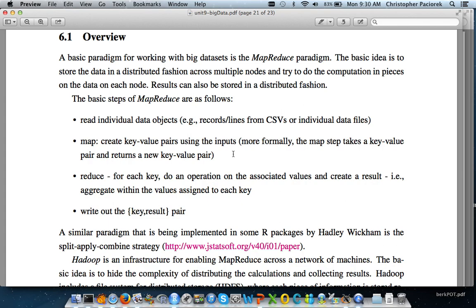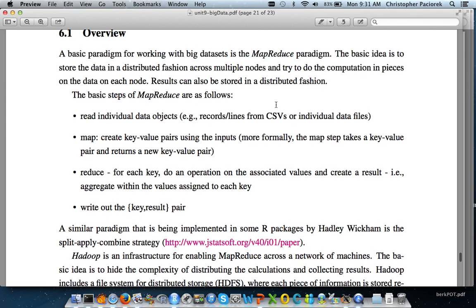So one of the notions behind Hadoop and Mapreduce is that you are trying to do the computations as much as possible in a distributed fashion and have the data sitting in a distributed fashion. So the idea is to set up an infrastructure that would allow you to do the storage and the computation in chunks distributed across a network of machines.